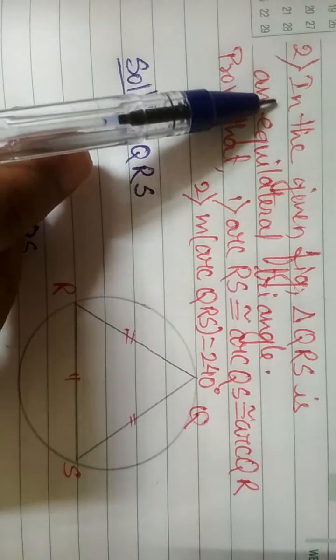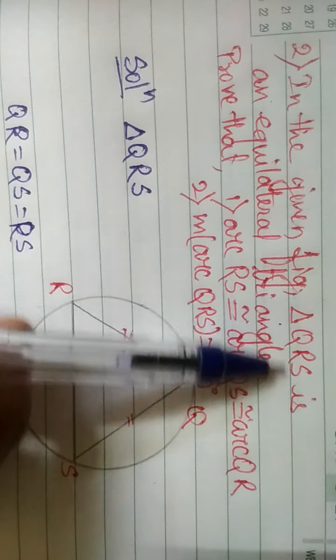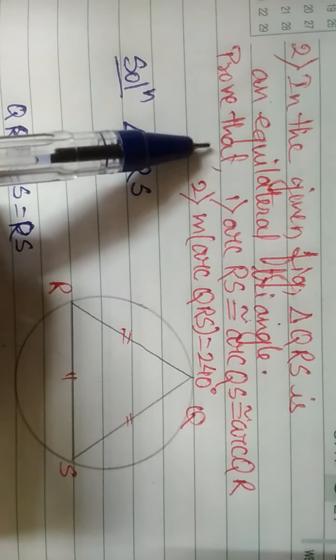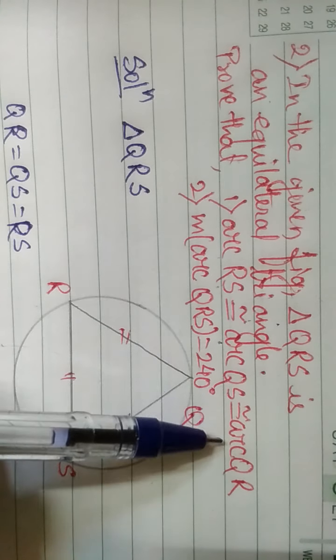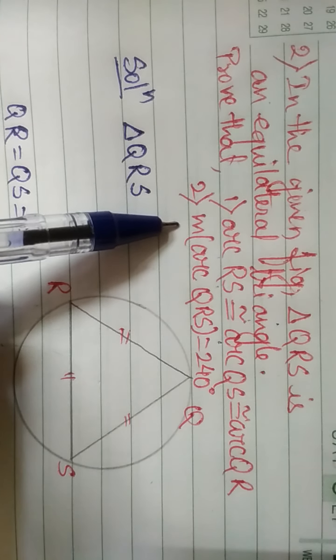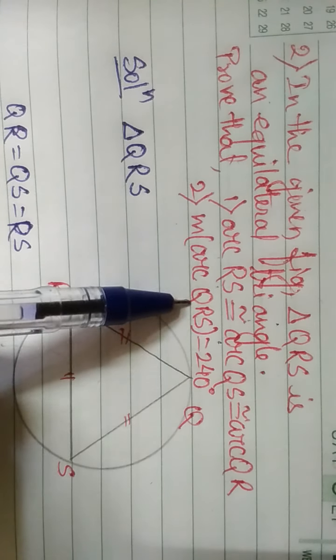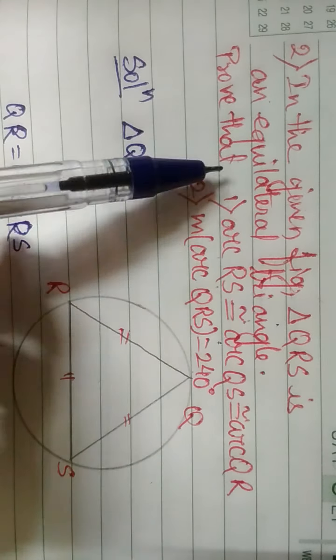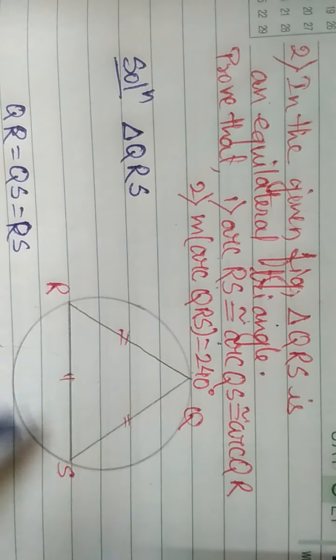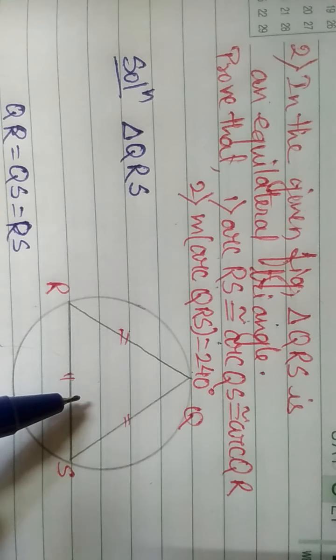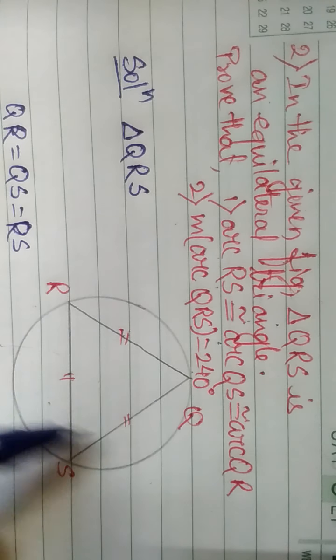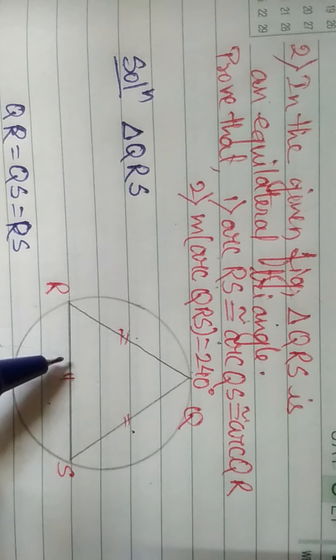So the next question is: in the given figure, triangle QRS is an equilateral triangle. Prove that arc RS is congruent to arc QS is congruent to arc QR. And next, prove that the measure of arc QRS equals 240 degrees. So this is the diagram: in the circle, one equilateral triangle is given. Equilateral triangle means all sides are equal, congruent.